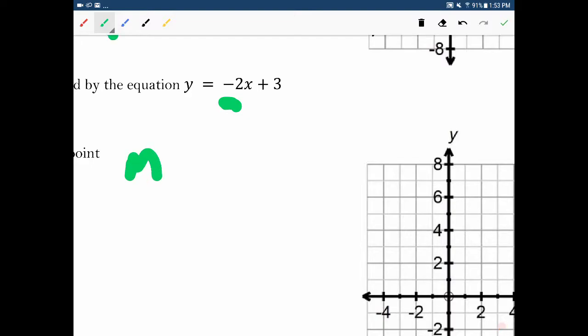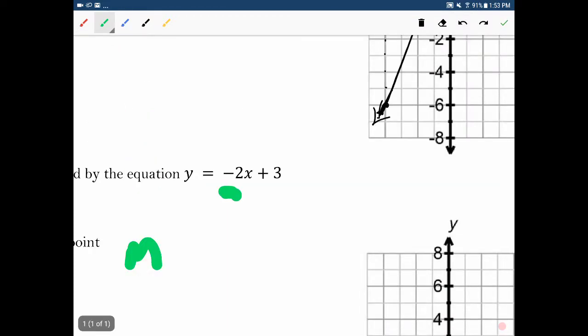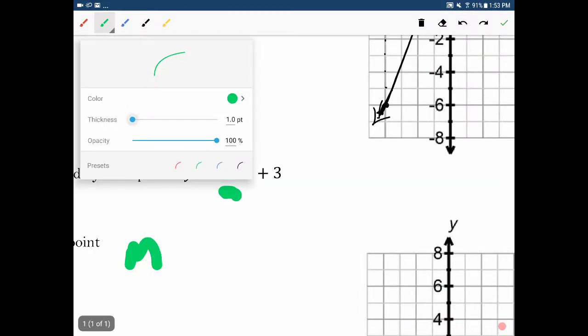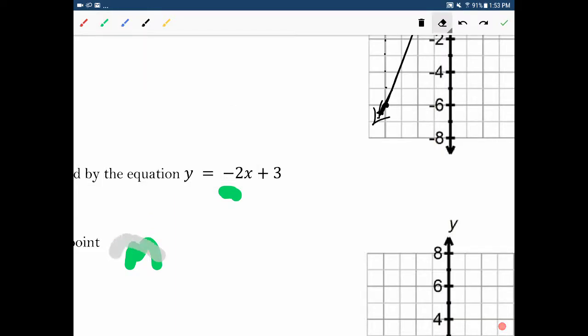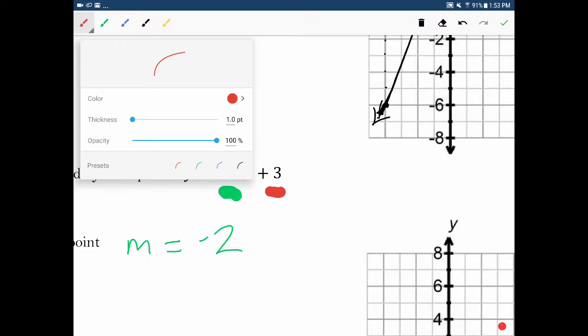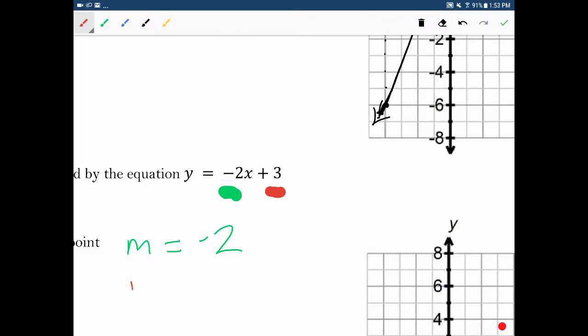Let's make my line thinner. There we go. All right. Get rid of that. Try again. All right. m is equal to -2. And my y-intercept right there is b equals +3.